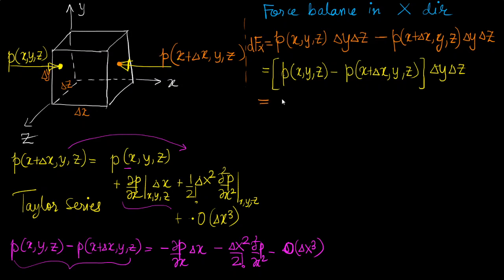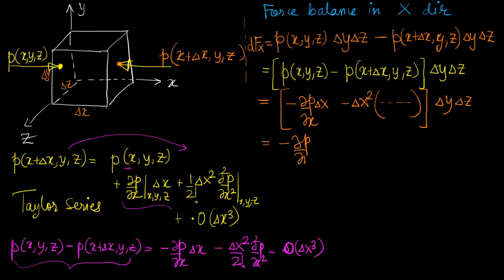And thus we obtain over here, if you substitute this particular expression, we will have minus del p del x delta x minus delta x squared times something. All the other terms will be higher powers of delta x squared. This multiplied by the area that we had taken out. So then this becomes minus del p del x times delta x delta y delta z minus delta x squared delta y delta z times the other terms, higher order terms.